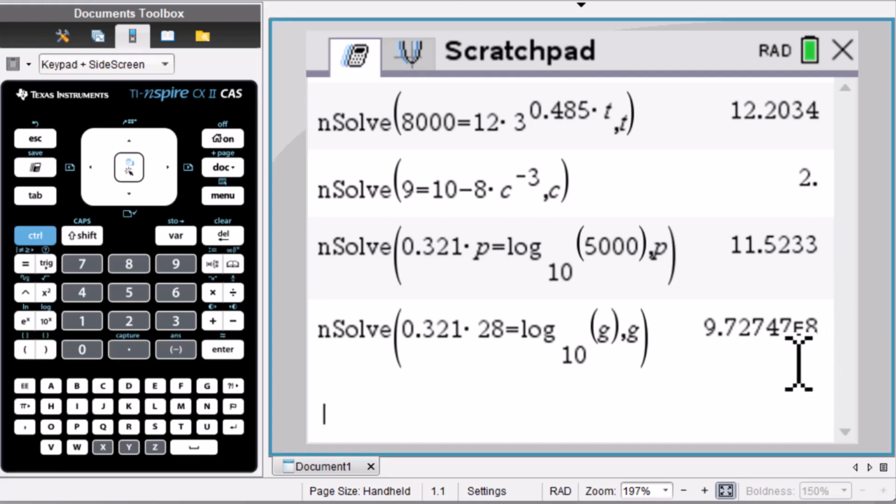Remember this E means 10 to the what power? You cannot write E8 on your paper. You won't get any credit for it.